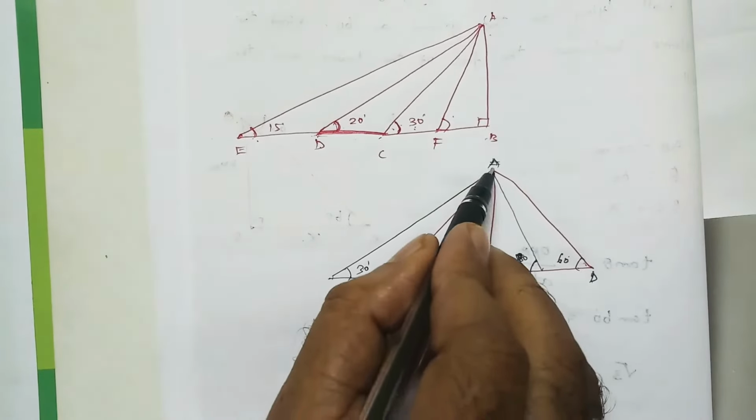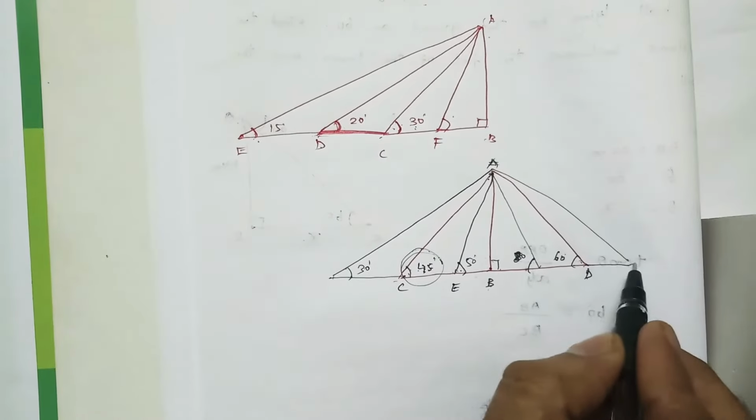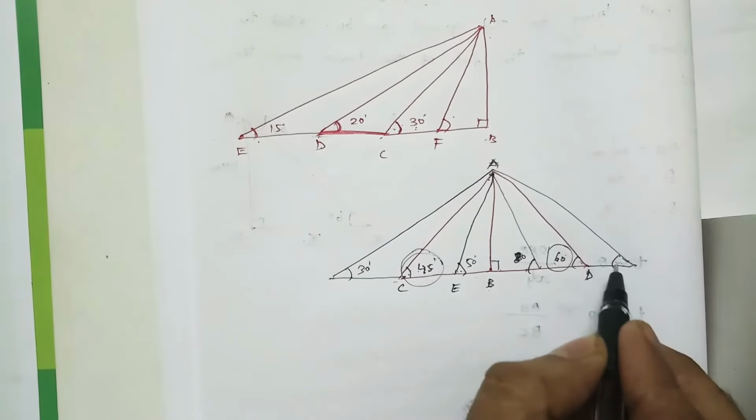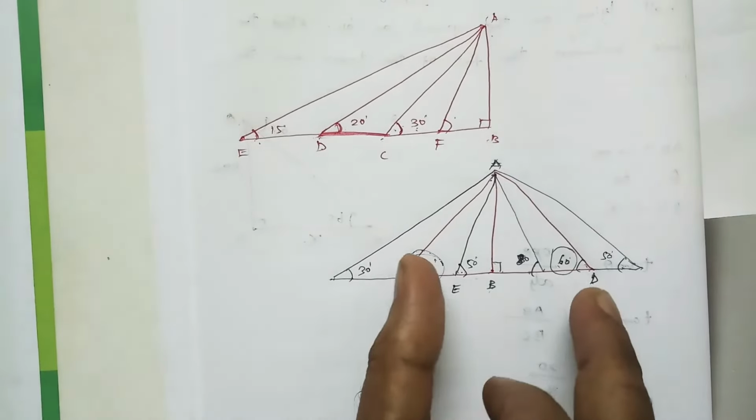Suppose I'm drawing a line far away from this vertical line, so it should be less than 60, 50 or 40 or whatever it may be. Understood? So this alone you want to keep in your mind.